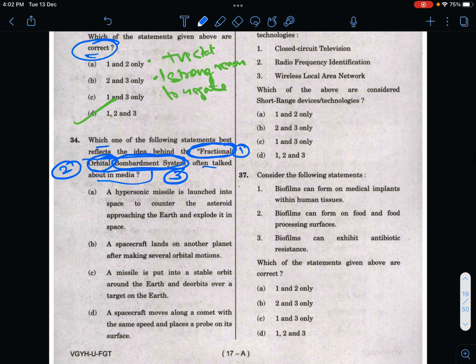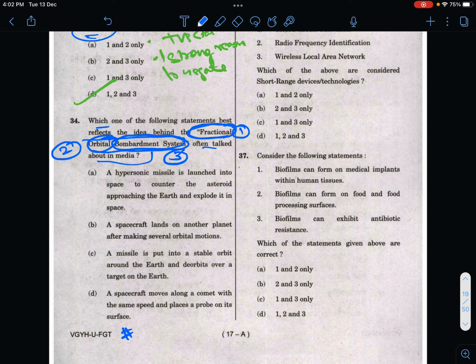As I've spoken about in the past as well, in questions like these, I tend to focus on word association. I'll see if any of these 4 options has words or statements or an essence which relates well to all the keywords in the system being talked about. The system is the fractional orbital bombardment system. 3 keywords that I'm looking for in the right answer: fractional one, orbital second, bombardment system. So let's see.